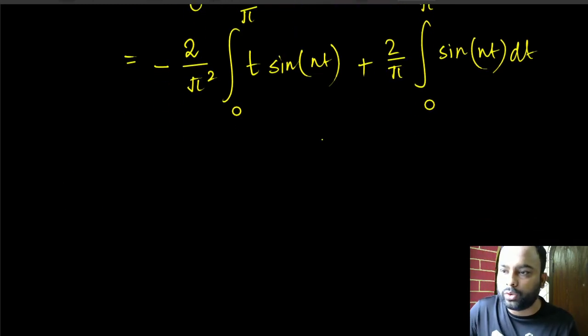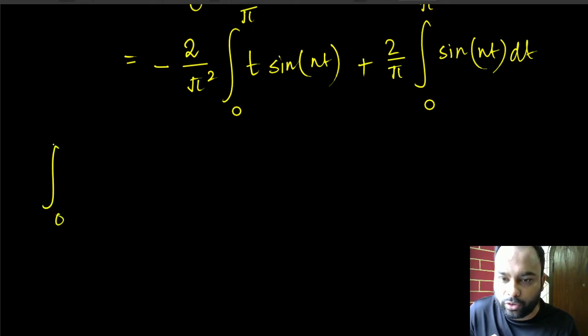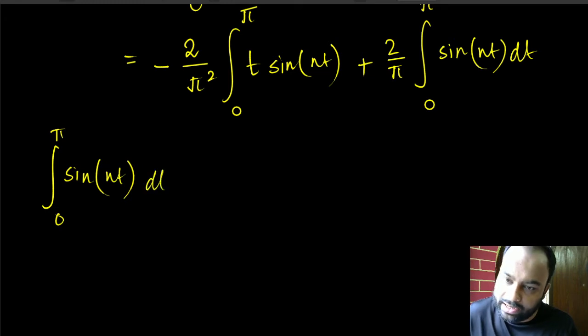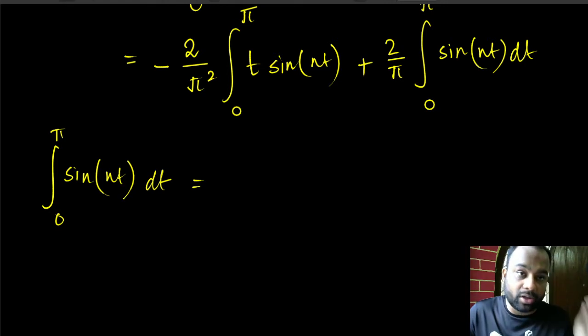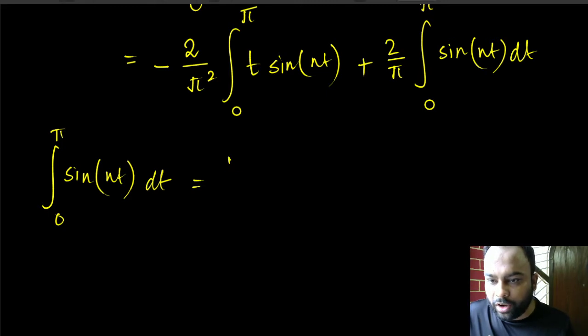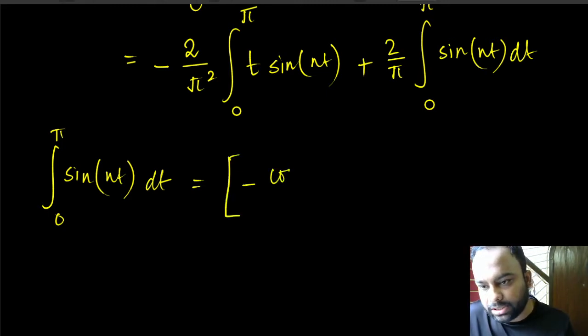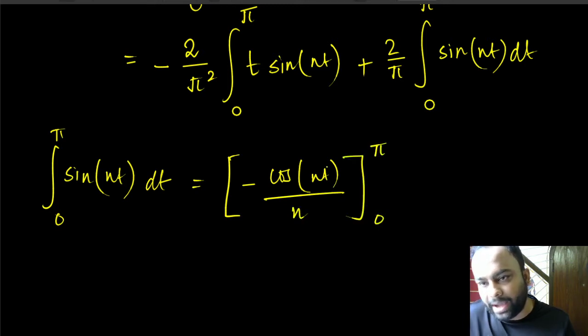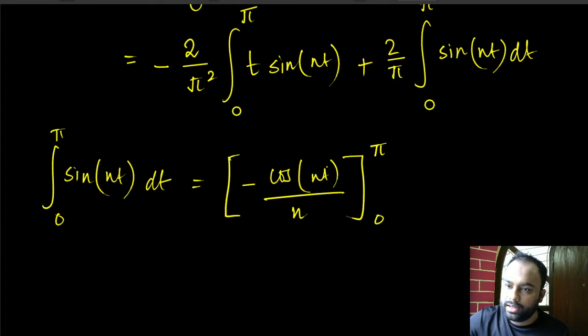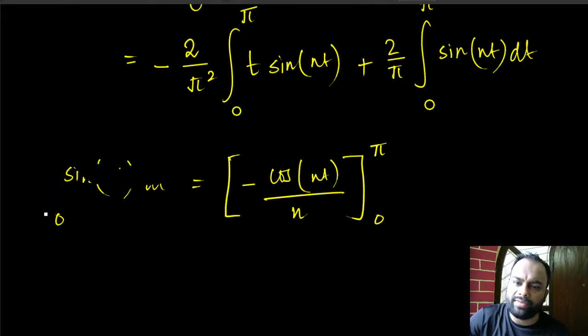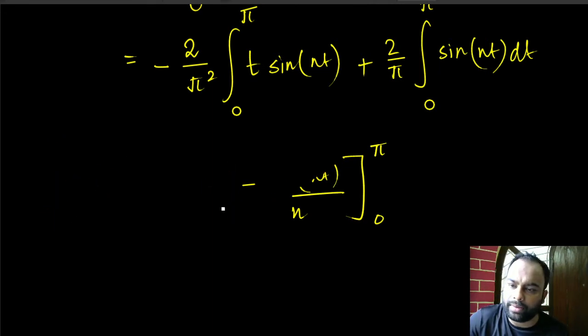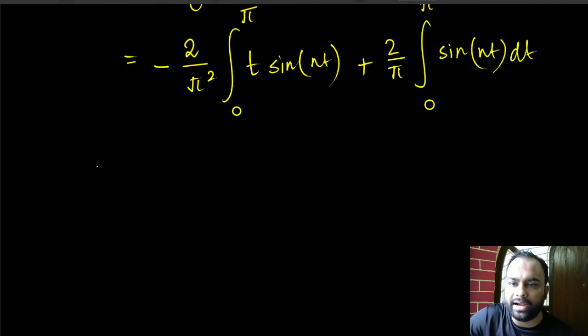So let's do this integration separately. We have from 0 to pi sine nt dt. How much is this integration from 0 to pi of sine nt dt? Of course that's going to be minus cos nt divided by n, with limits 0 to pi. Okay, instead of calculating everything like that, let's simplify it further. Let's expand this further and do the calculation.